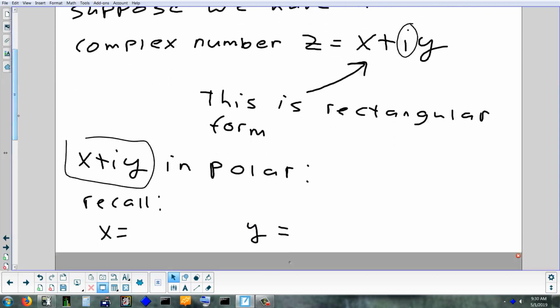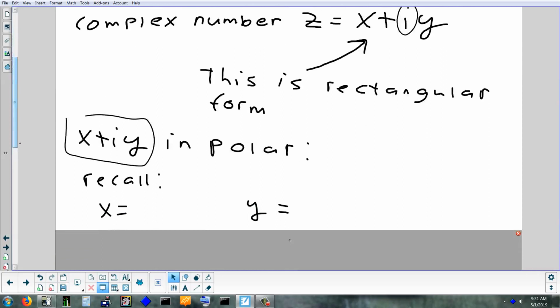So, let's look at how you would write what I just did, x plus iy, in polar. This is the connection. We're taking a complex number that we've been writing a certain way, and now we're going to write it a different way, using the stuff we learned Monday and Tuesday. Now, there's a formula for x and there's a formula for y. Does anybody remember what the formula was for x from Monday? It was something with a trig function and then theta.